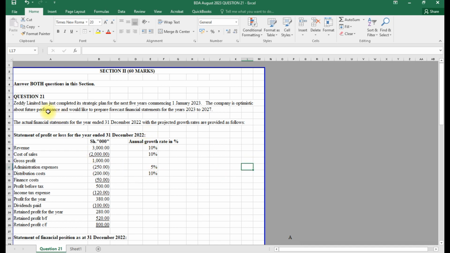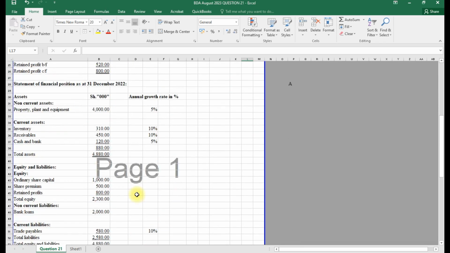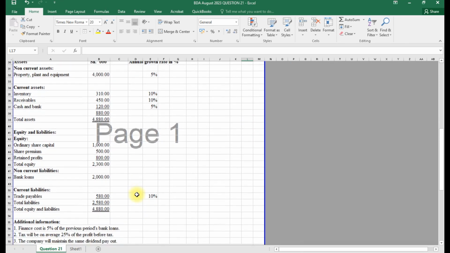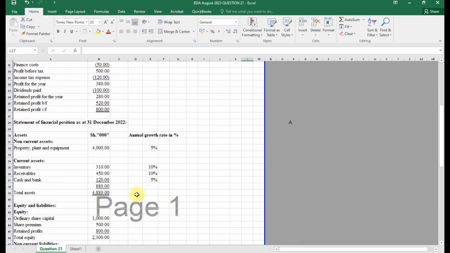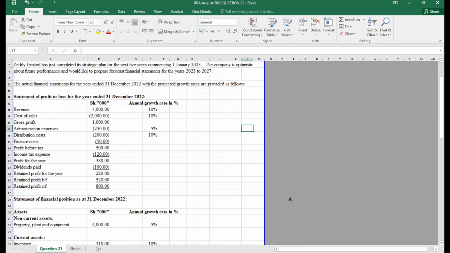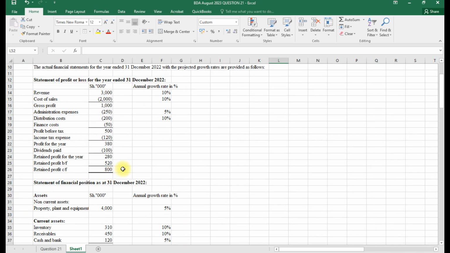So this was question 21, which was testing on the core, and it was a compulsory question. It was a question that each and every student had to attempt. It was not an optional question, and we are going to deal with this question and tackle it today.